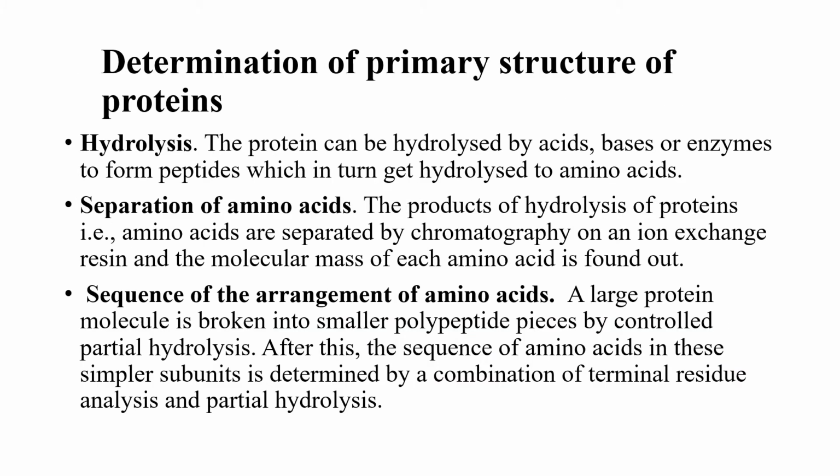Determination of primary structure of proteins. The various steps involved are hydrolysis. By using acids, bases or enzymes, the polypeptide is broken into different amino acids. The second step involves separation of amino acids using chromatographic techniques or ion exchange method. The third step is sequence of the arrangement of amino acids, and that is usually done by a combination of partial hydrolysis and the terminal residue analysis.